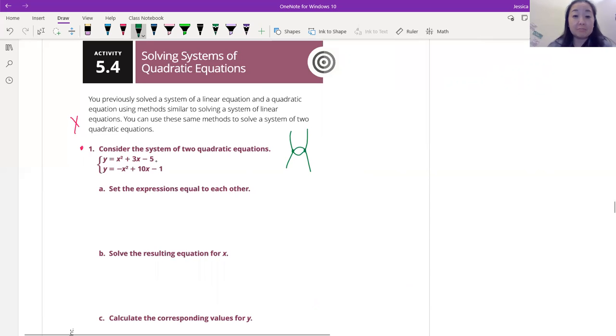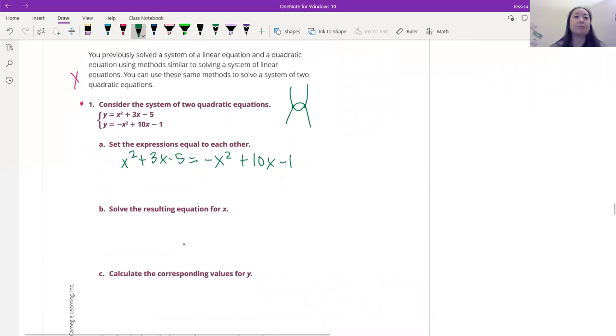We got to figure out where. So this is what we do. We're going to say, well, we know that these are, so it says set the expressions equal to each other. So they're both equal to y, which means this x squared plus 3x minus 5 is equal to what? Negative x squared plus 10x minus 1. Okay, so we did that, and then it says solve the resulting equation for x.